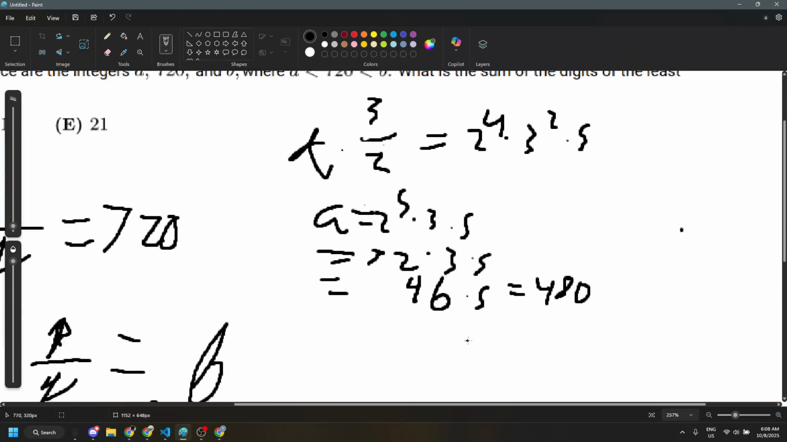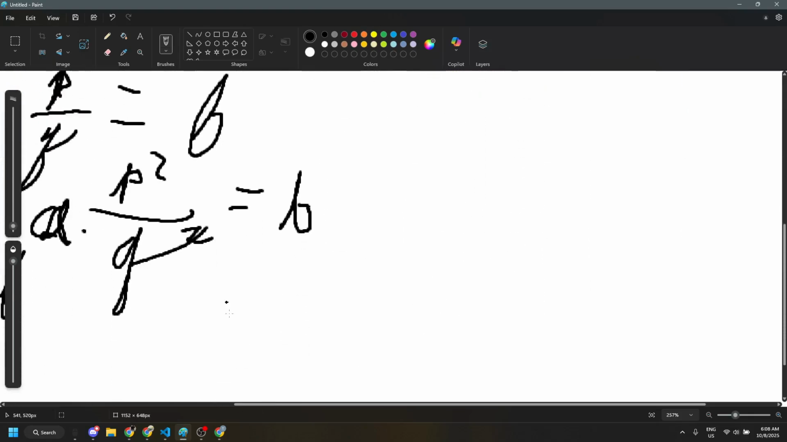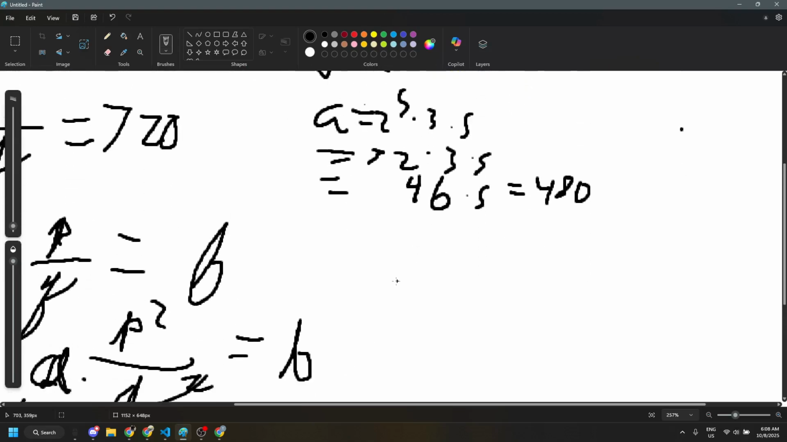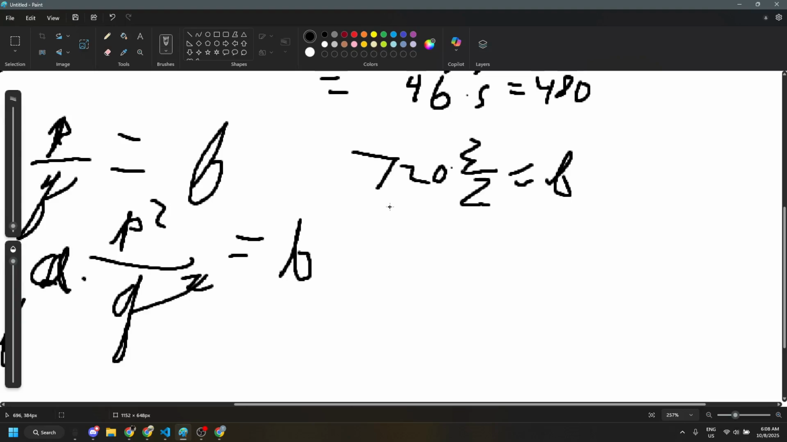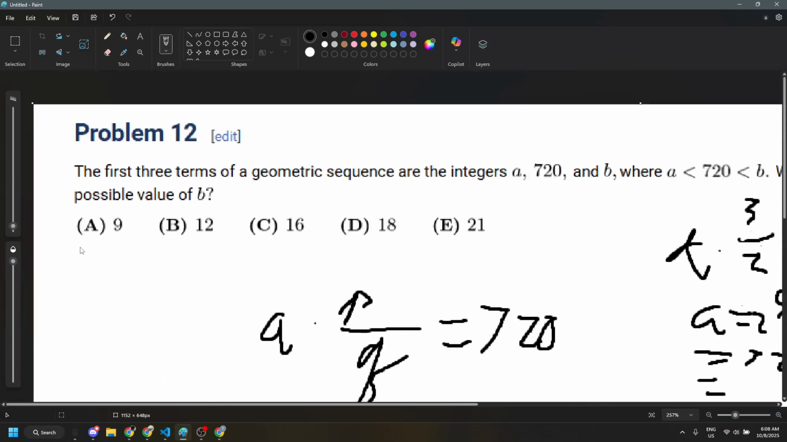That's like a huge gap, and we don't want a huge gap, but hey, it's fine. We're just testing this out. And then 720 times 3 over 2 is equal to B. So 720 over 2 would be 360. 360 times 3 would be 1080. Equals B. So that's 1080.